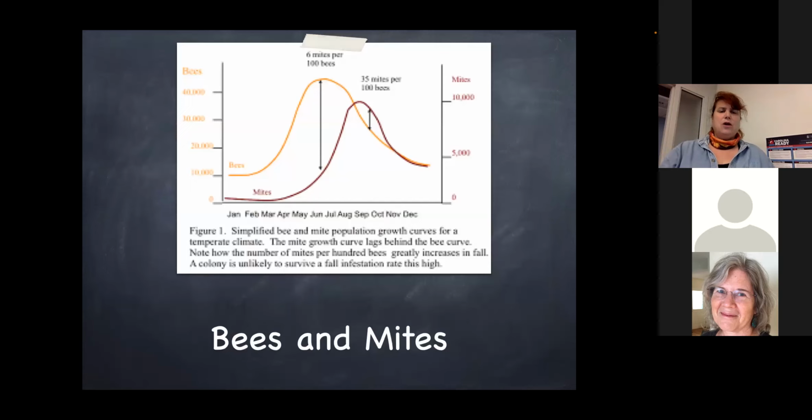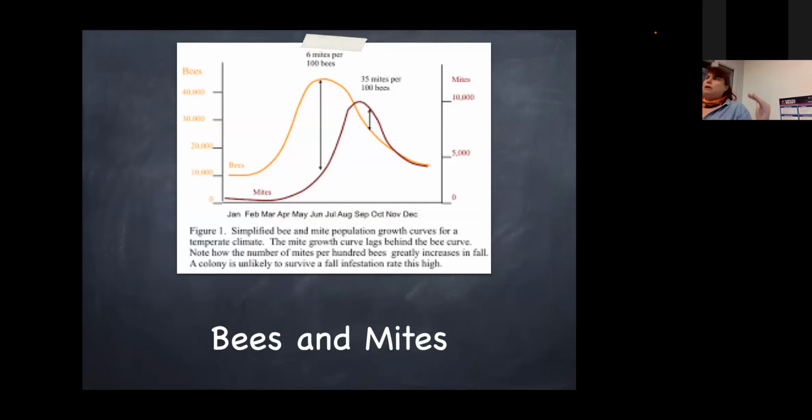So what happens, we've been talking seasonally, right? Right now our bee populations are going through the roof. And since the queen is laying and there's so much larva, the mite population, which over the winter was kind of stable, is also going up. But then what happens in your colony is it hits the summer dearth, right? And the bee population starts dropping, but the mite population is still going up.